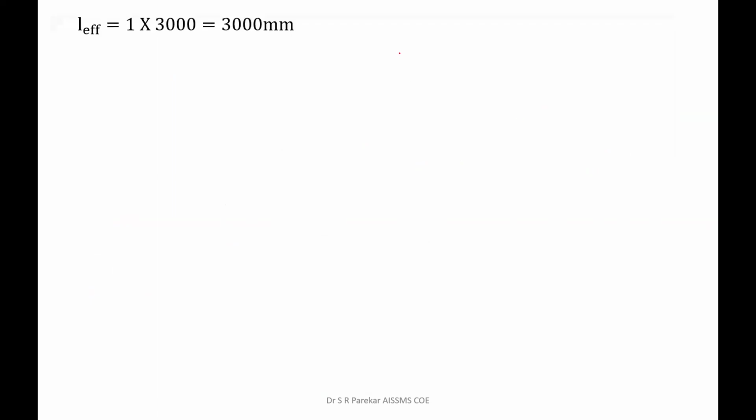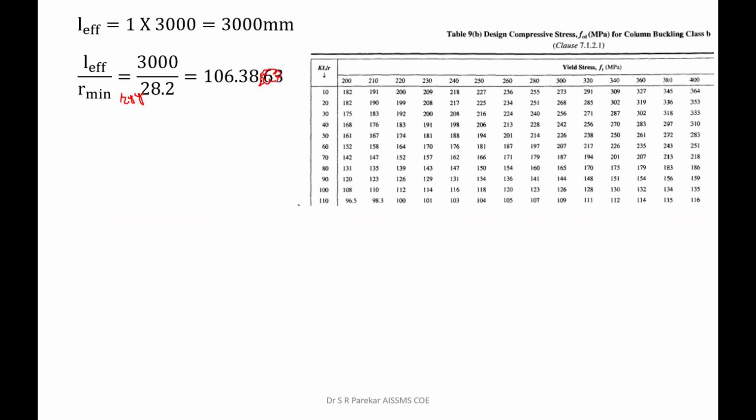And then we have calculated L effective. With both ends pinned, we have L effective equal to L. Then R minimum, which is RYY, is 106.38. Then we have class B, which we have already seen, so we are using table 9B. You can see for 100 and 110, for 250 we have these two values.